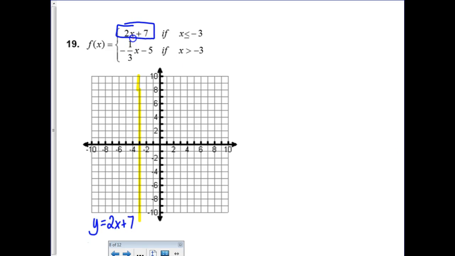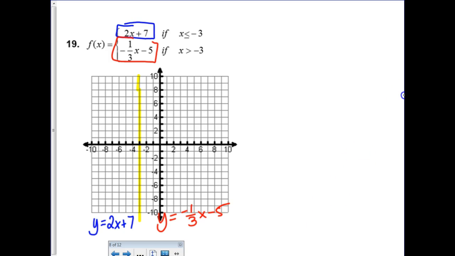Your other function, which is negative 1/3 x plus 5, is on the other side of the boundary line. Minus 5, excuse me, I've said the wrong thing. So that's going to happen all over here on this half plane, from yellow line to the right.